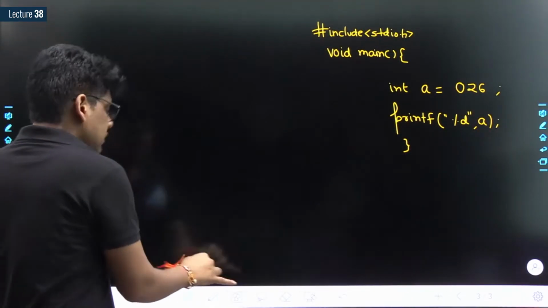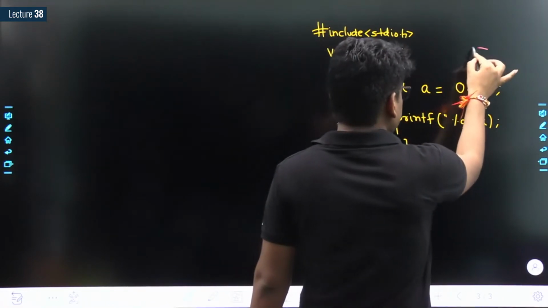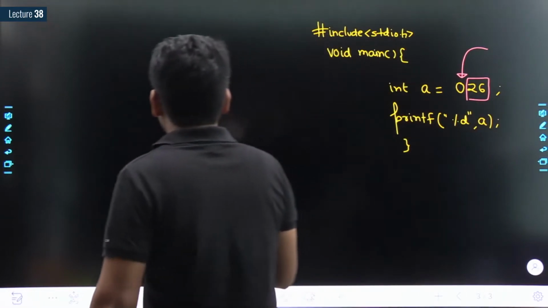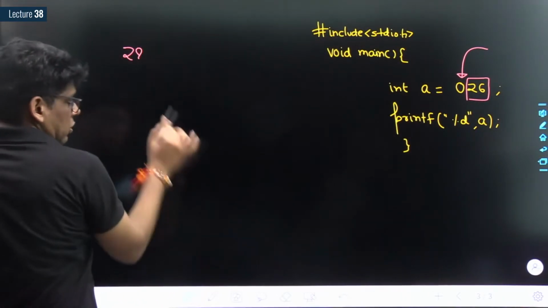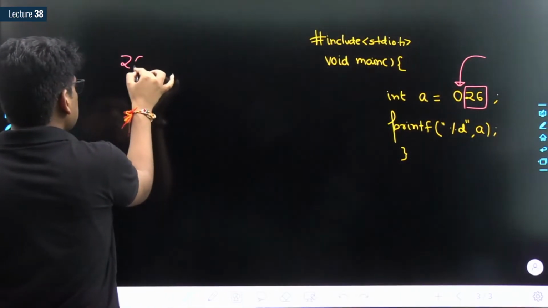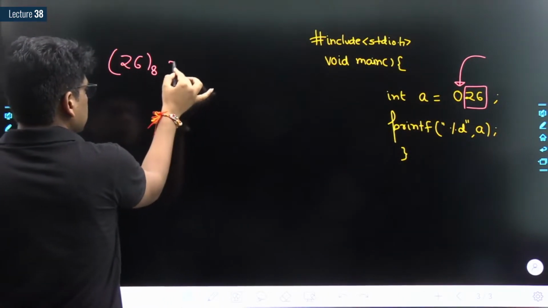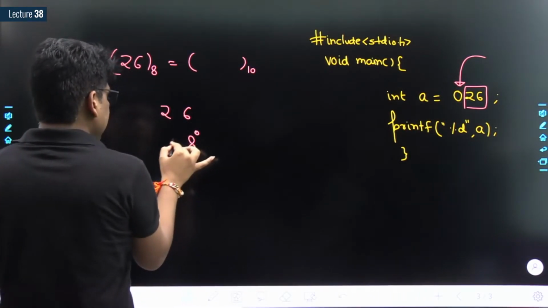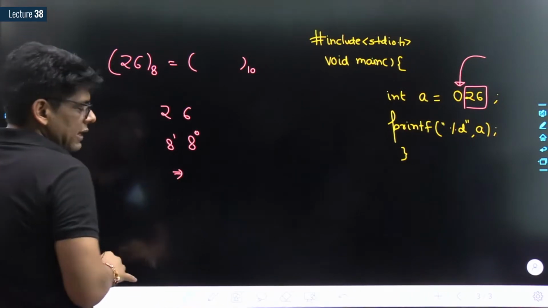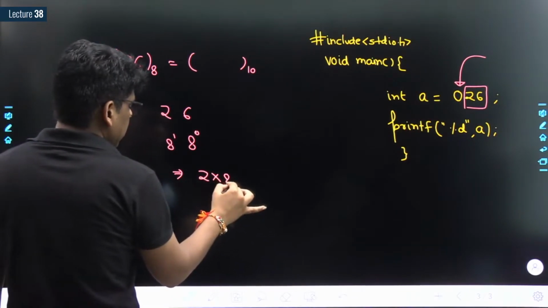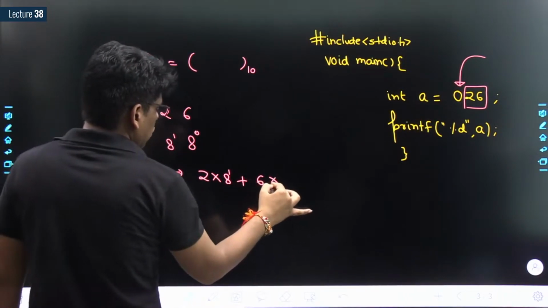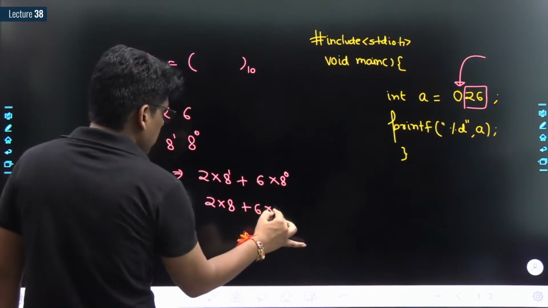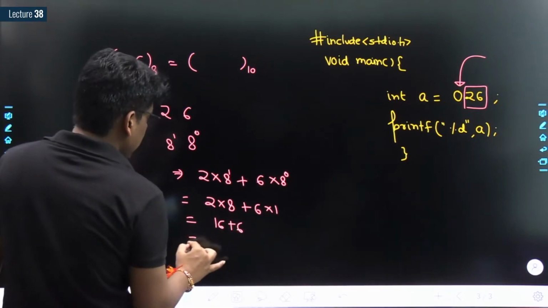Sir, easy question. By looking at this prefixed 0, the compiler understands that this 26 is written in the octal number system. So let me convert it into the decimal number system. 2, 6, powers of 8 will be used. Sir, what is the decimal value? Face value multiplied by place value plus face value multiplied by place value. That means, can I write it as 2 into 8 plus 6 into 1? That is 16 plus 6, 22.